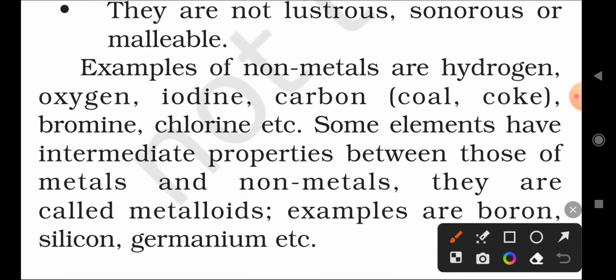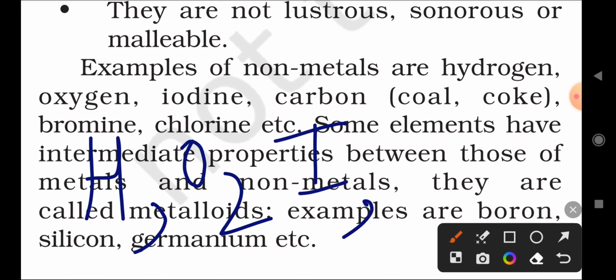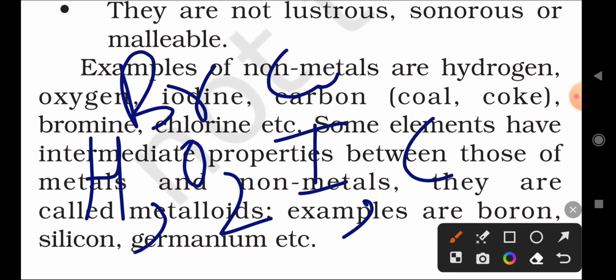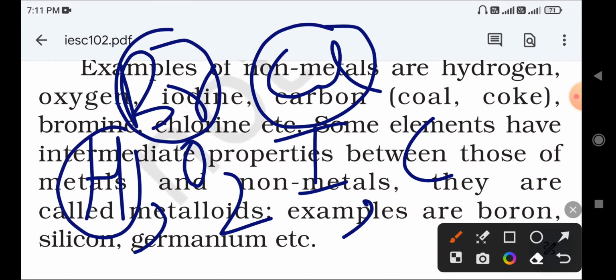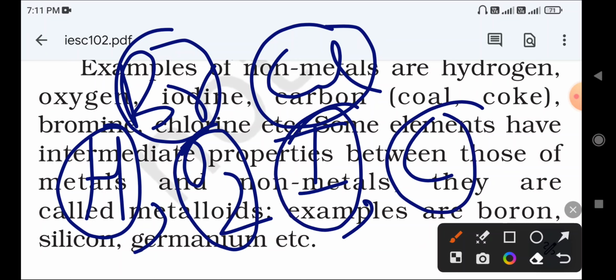What are the examples of non-metals we can give? Hydrogen is an example, oxygen is an example, iodine is an example, carbon is an example, bromine is an example, chlorine is an example. These elements are called non-metals, like bromine Br, chlorine Cl, hydrogen H, oxygen O2, iodine I, carbon. These non-metals show completely different properties compared to metals. These are the symbols of non-metals.